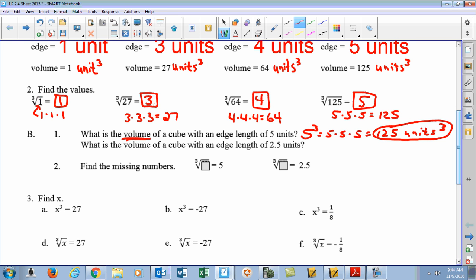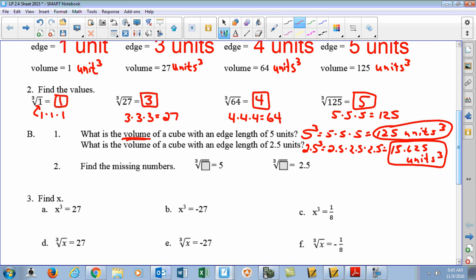Okay. Now, if the edge length is 2.5, okay, so again, that means we're taking 2.5 and cubing it. So that's 2.5 times 2.5 times 2.5. We would get 15.625 cubic units, because that's what we get when we multiply 2.5 times itself 3 times. So that's working forward to find the volume. When you're doing cubic root, we're working backwards.